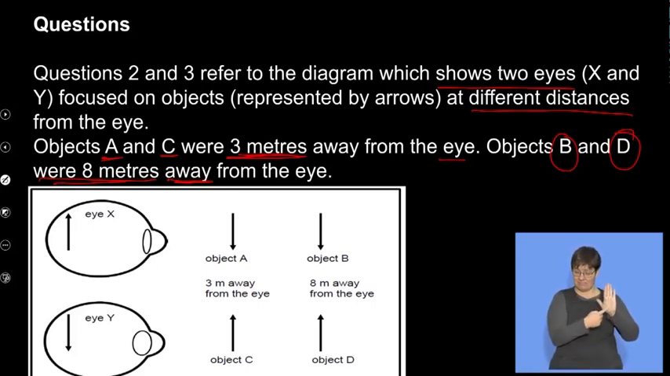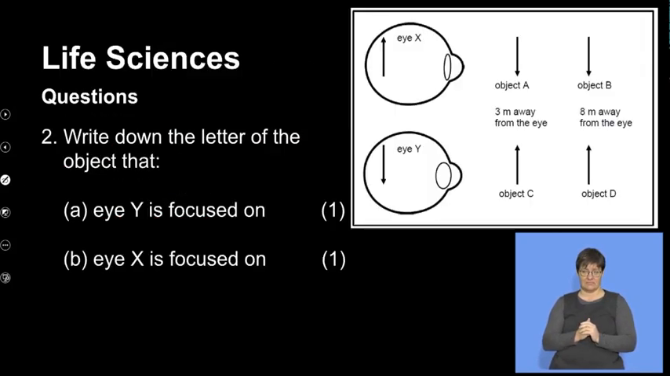So this is the diagram. You study the diagram. Here are the objects. We see A is here, and C is here, and they are 3 meters away. And we've got object B and object D. They're 8 meters away from the eye. So let's look at the questions based on this diagram.